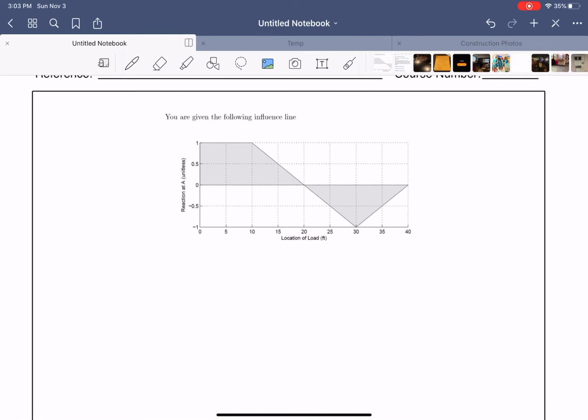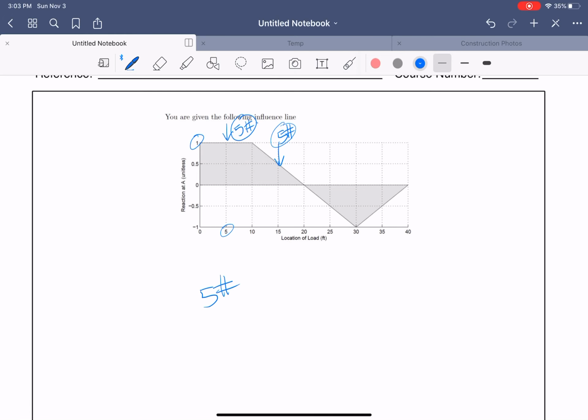So really all we have to do is find what the reaction is if we say that the load right here is, say, 5 pounds. The location of load is 5, so really you'll take 5 times 1, so therefore your reaction is 5 pounds. Okay, what if it was applied over here? It's going to be 5 times 0.5, which is 2.5 pounds.